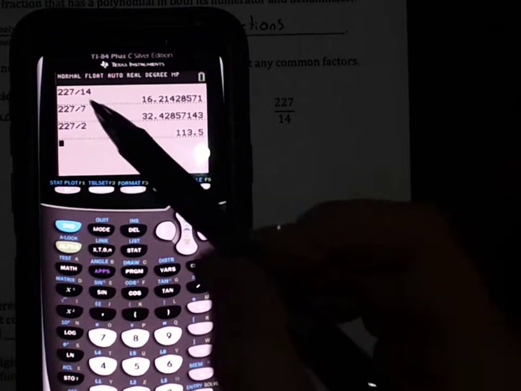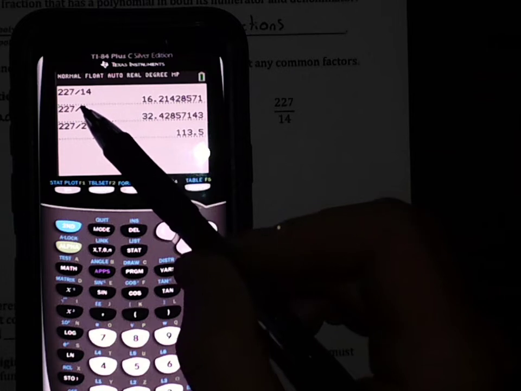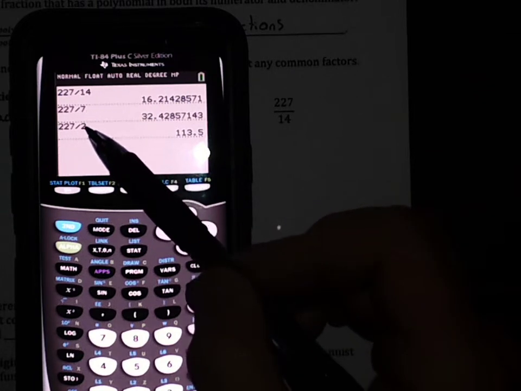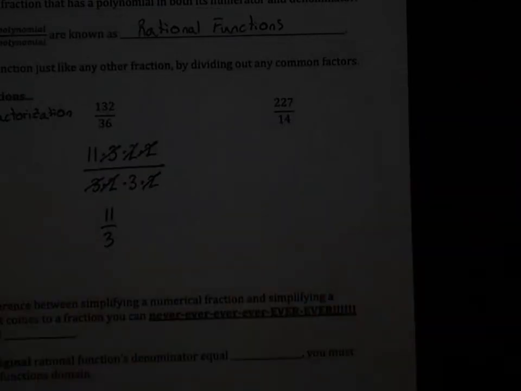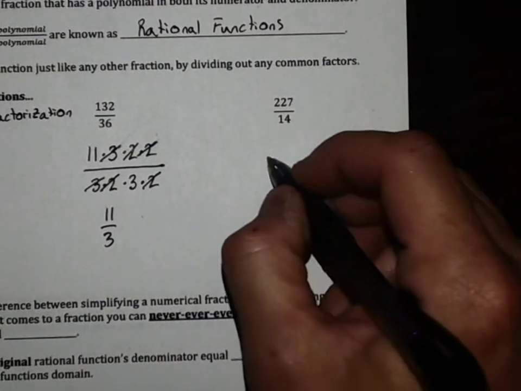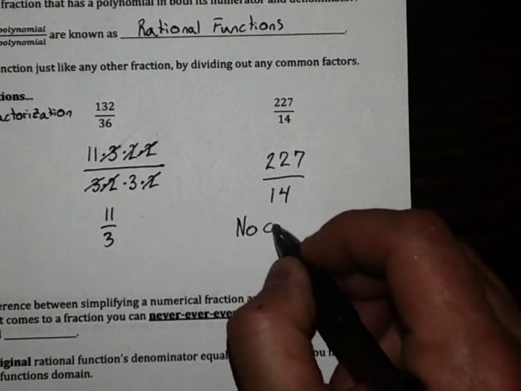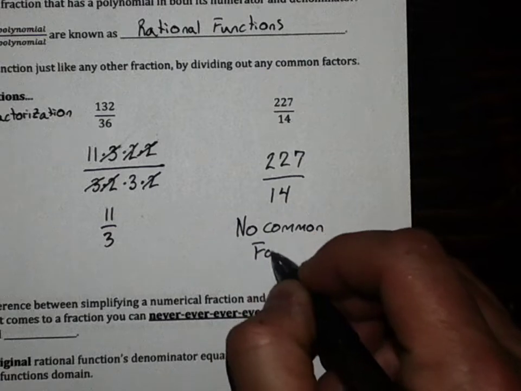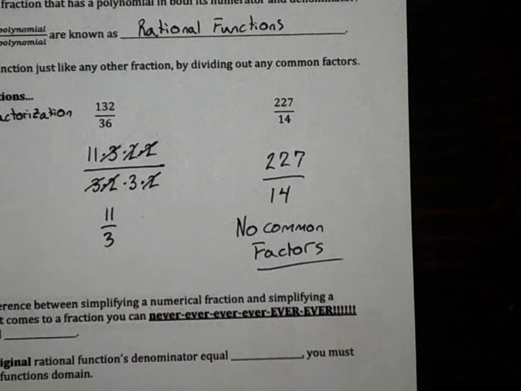Okay. So 14 doesn't go into 227. The only other things that go into 14 are 7 and 2, but neither 7 nor 2 go into 227 evenly. So how can we factor this? Well, it doesn't. There are no values that go into 227 evenly. So therefore, we're done. And the reason we're done is there are no common factors between the numerator and the denominator.